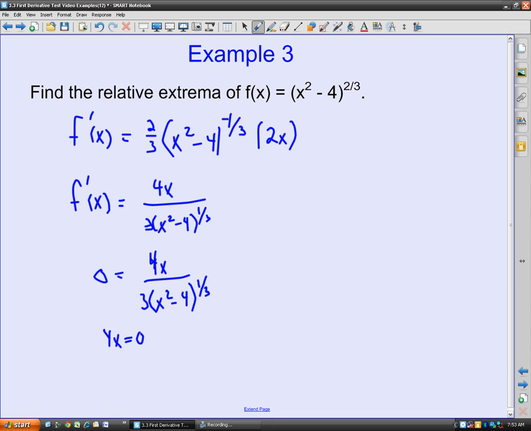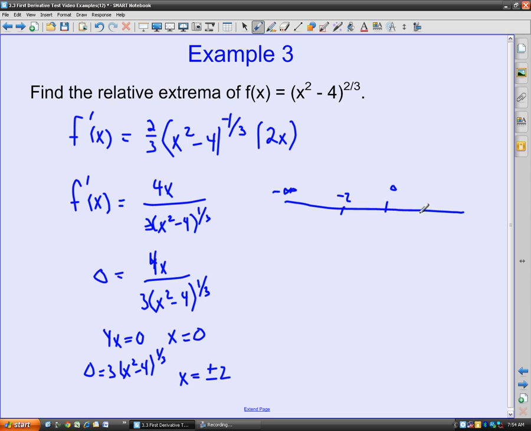And then for the possibility of the bottom equaling 0, we could say 0 equals 3 times x squared minus 4 to the 1/3 power. So I'm going to divide by 3, cube both sides, add 4. So x could be plus or minus 2 are my other two options. And so now we have to take into account that 0 is a critical number, and 2 and negative 2 are points of interest. And so when we set up our intervals, we're going to go from negative infinity to negative 2, and then negative 2 to 0, and then 0 to 2, and then 2 to positive infinity.